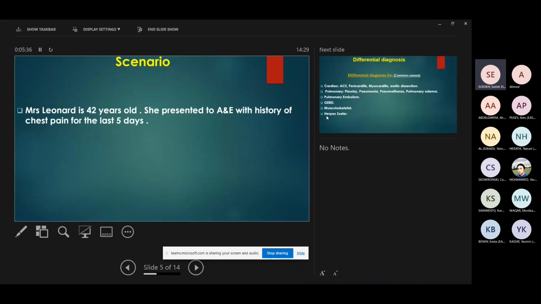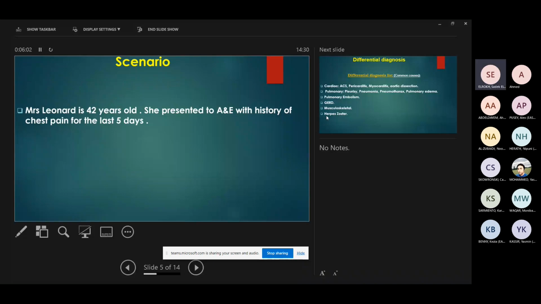So Mrs. Leonard is 42 years old. She presented to A&E with a history of chest pain for the last 5 days, for your kind care. So you are given this scenario now. You have to have in your mind the differential diagnosis before going inside to see the patient, and try to think about the more frequent differential diagnoses.